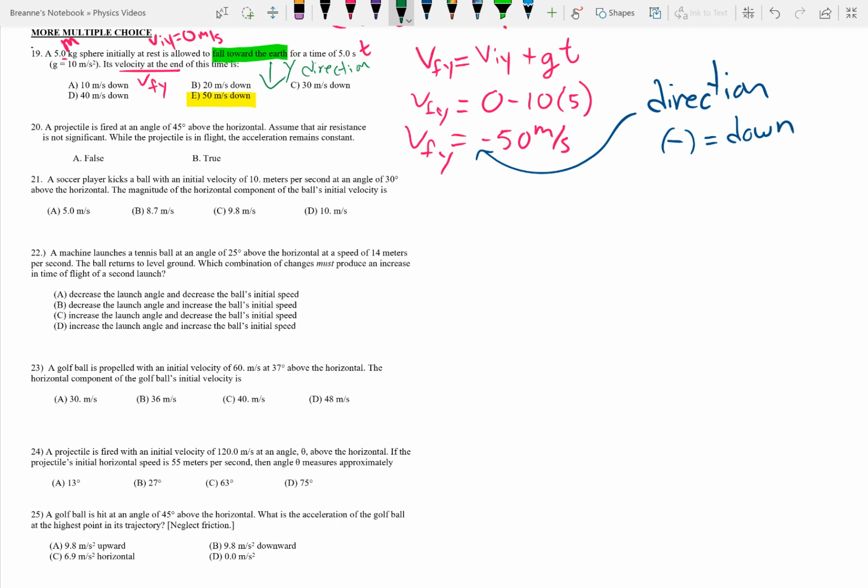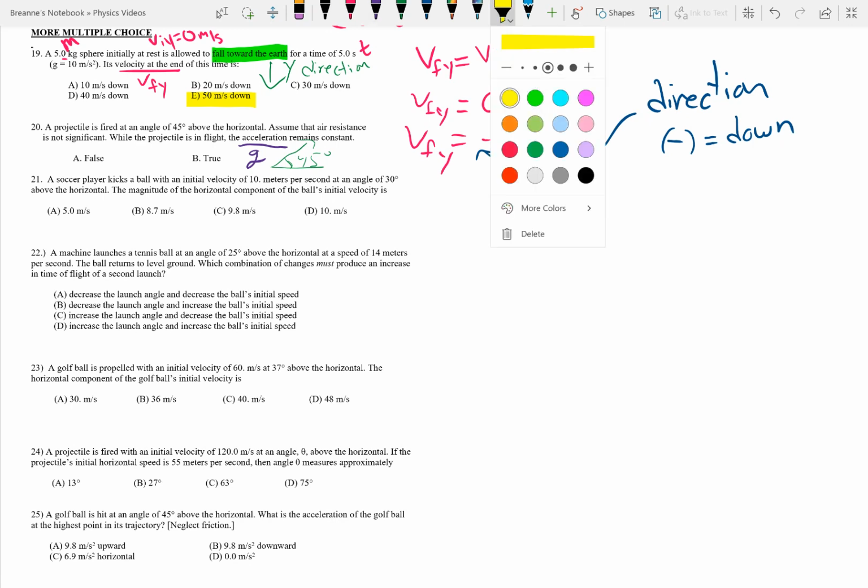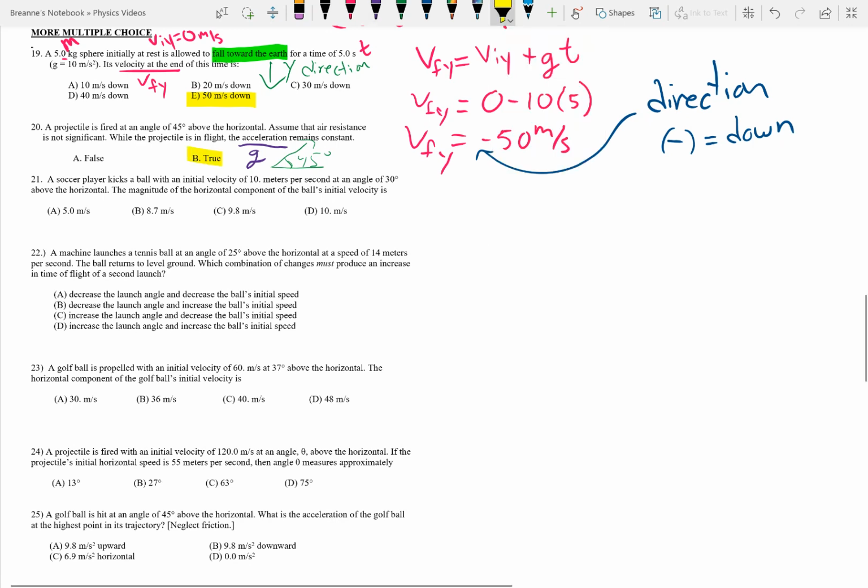Woohoo! So a projectile is fired at an angle of 45 degrees above the horizontal. So you have the horizontal just above, so that means that's 45 degrees. Assume that the air resistance is not significant, so we ignore air resistance. While the projectile is in flight, the acceleration remains constant. Now, what is the acceleration, you might ask? Well, your acceleration is just gravity.